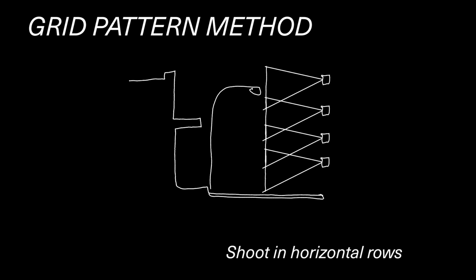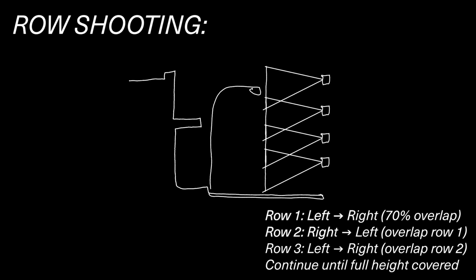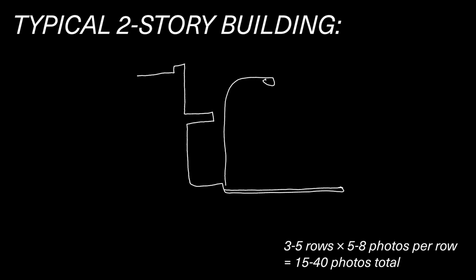You'll shoot in horizontal rows. The bottom row, shoot left to right with 70% overlap. Shoot right to left, overlapping the bottom row. Top row, shoot left to right. Continue until you've covered the entire height. For typical 2-story buildings, that's 3 to 5 rows with 5 to 8 photographs per row.